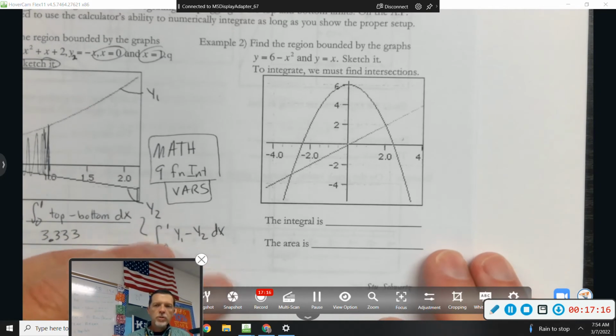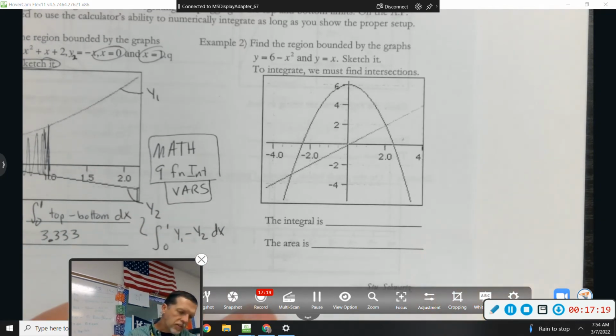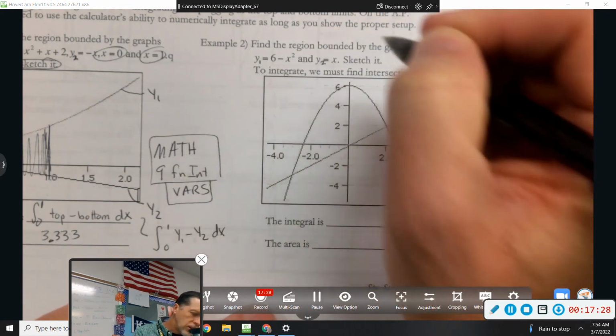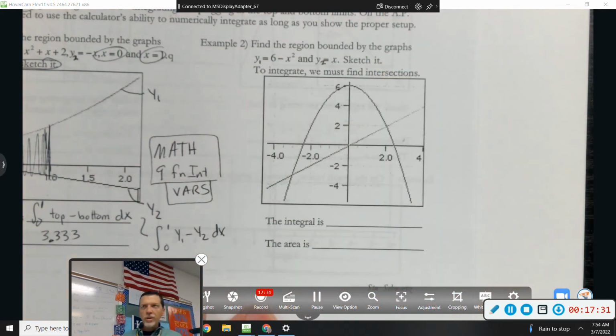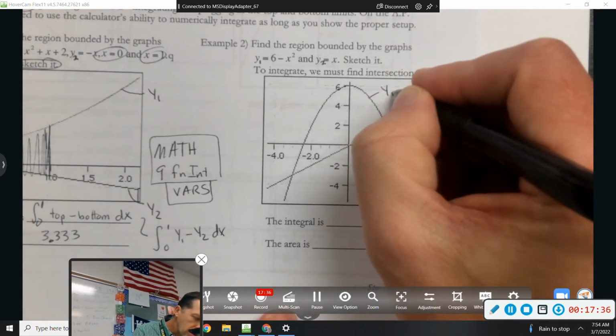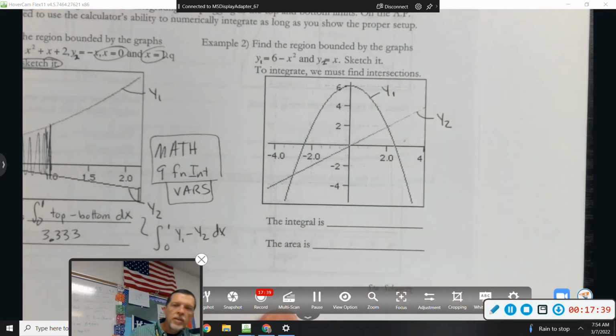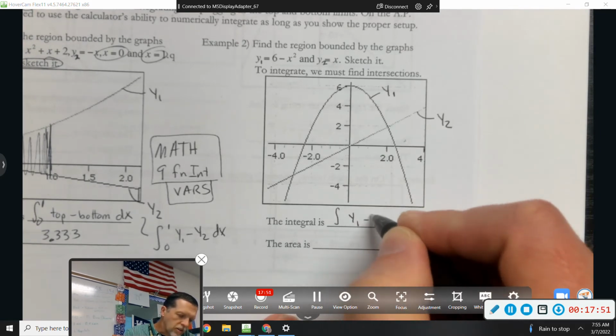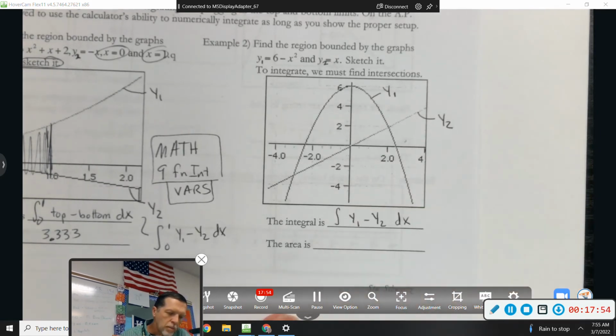Example 2. Find the region bounded by the graphs y equals 6 minus x squared and y equals x. Again, one's a parabola, one's a line, so this one's easy to pick out who's who. It doesn't matter which one you call which. Just be careful to keep it straight when you go to your calculator. So y1's the parabola, y2's the line. Regions bounded by the graphs. So it's the integral of y1 minus y2. But what are the limits? How do I know from where to where?